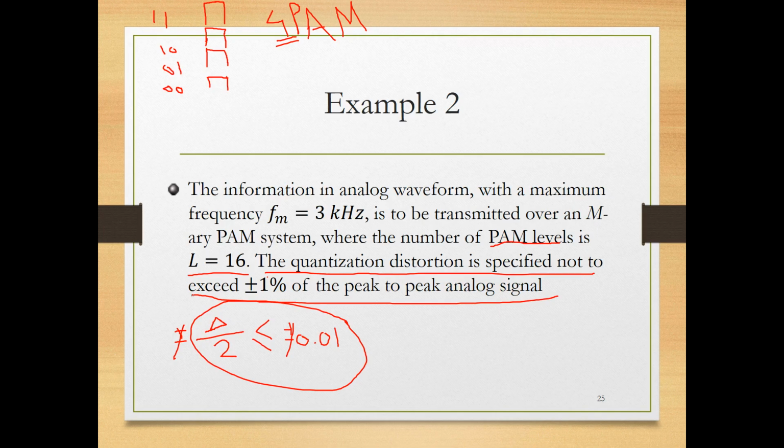Everybody comprehending this and understanding why and how we interpreted the sentence? We said the maximum quantization error, the distortion, should not exceed this value. Not exceed this value, what's the maximum distortion I can get? Delta over 2. Delta over 2 must be less than or equal to this. Then from this equation, you will get the value of delta. Yes? You get the value of delta to be 2 multiplied by this, so delta is almost equal to 0.02. Is that right?